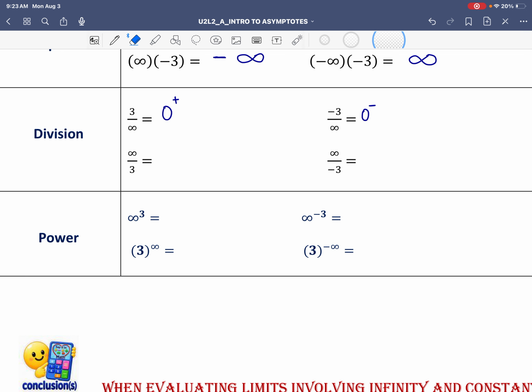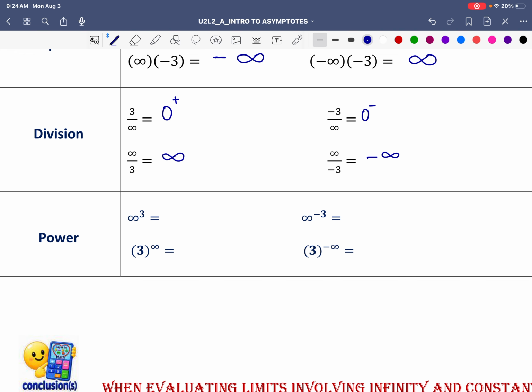If you divide infinity by 3, it's still infinity. It is so large, it never ends. So dividing it by 3 doesn't do anything to it. And infinity divided by negative 3 will be negative infinity. So the sign will change.